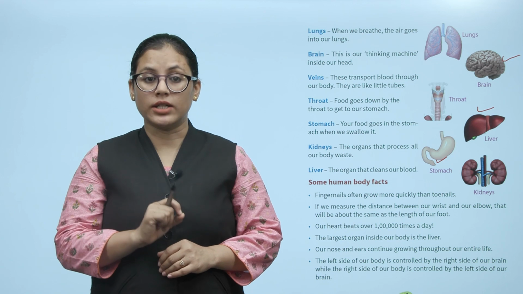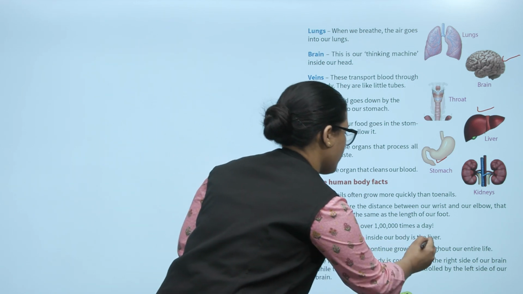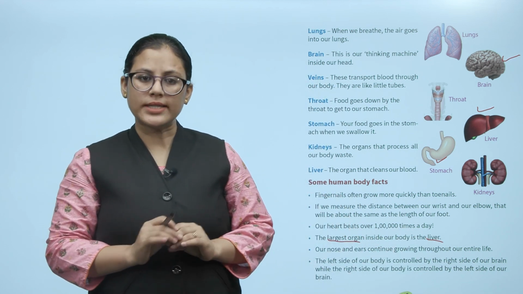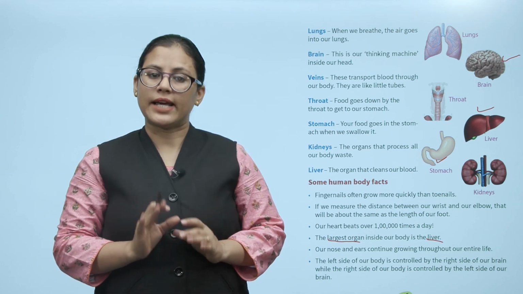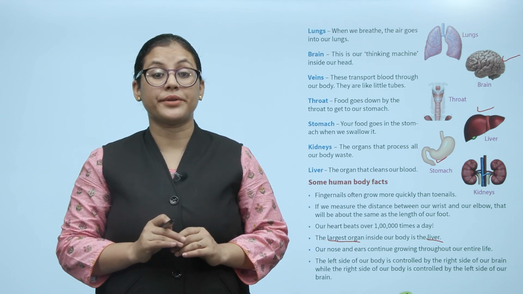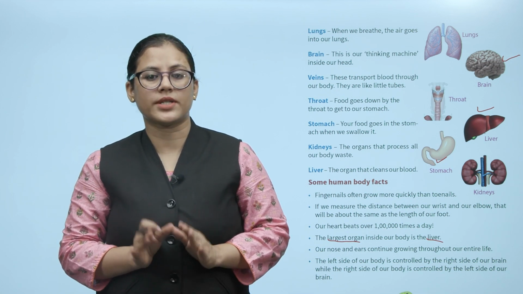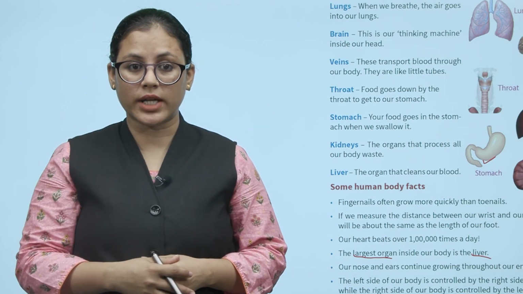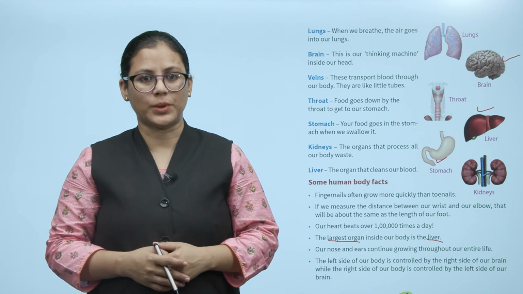The largest organ inside our body is the liver. Liver largest organ है हमारी body का. Our nose and ears continue growing throughout our entire life. The left side of our body is controlled by the right side of our brain, while the right side of our body is controlled by the left side of our brain. हमारी बॉडी का लेफ्ट साइड हमारा ब्रेन का राइट साइड कंट्रोल करता है और हमारी बॉडी का राइट साइड हमारे लेफ्ट साइड का ब्रेन कंट्रोल करता है.